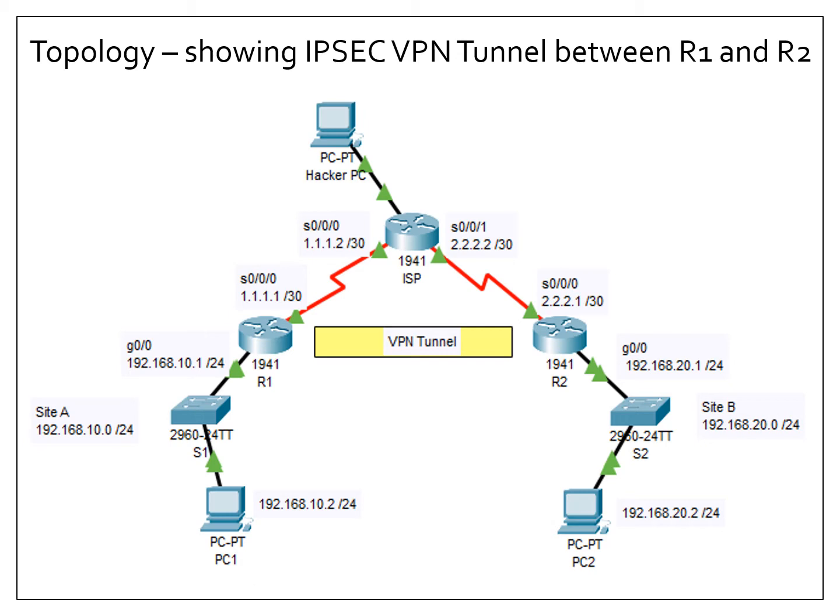And you can see that they are susceptible to interception by a man-in-the-middle attack from a hacker PC. So what we want to do is enable secure communications between the two sites, and the way that we want to do that is by configuring a VPN tunnel between router 1 and router 2, between Site A and Site B. So we're going to set up an IPsec VPN tunnel.